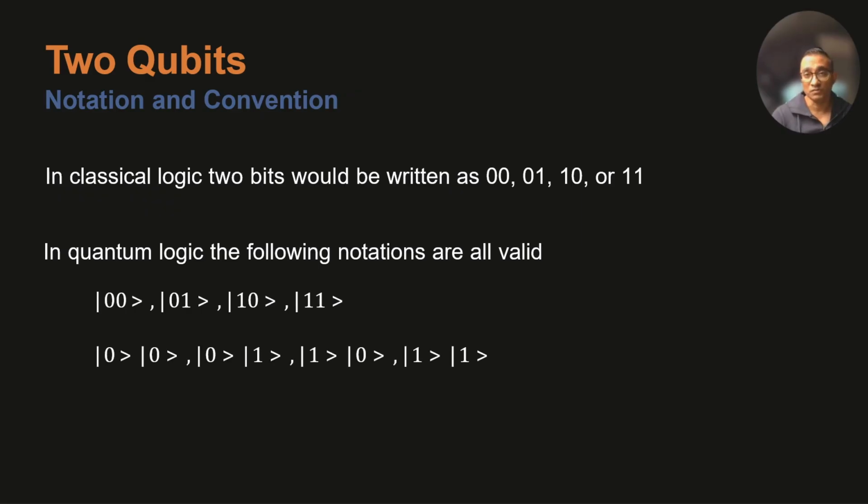We can also write this a bit differently, and they are all the same, or rather equivalent, and quite interchangeable. So this is something very important to note. So |00> can also be written as the ket 0 and then ket 0 again. Similarly |01>, |10>, and |11>.